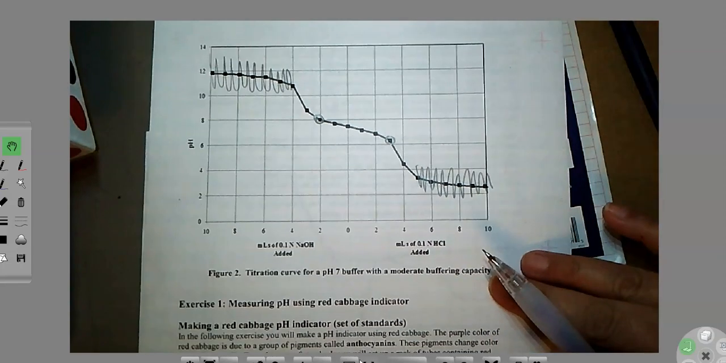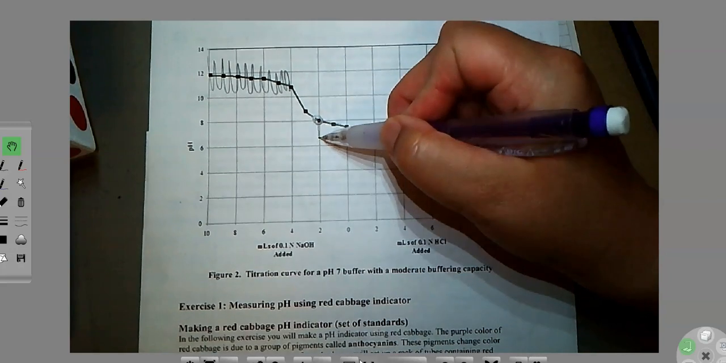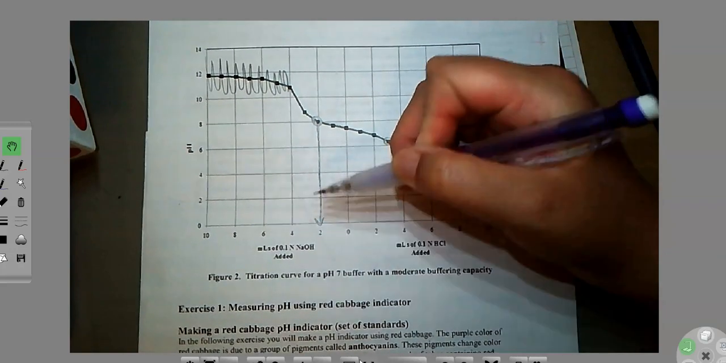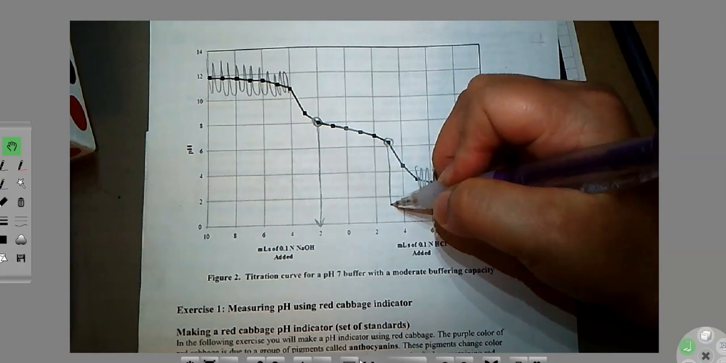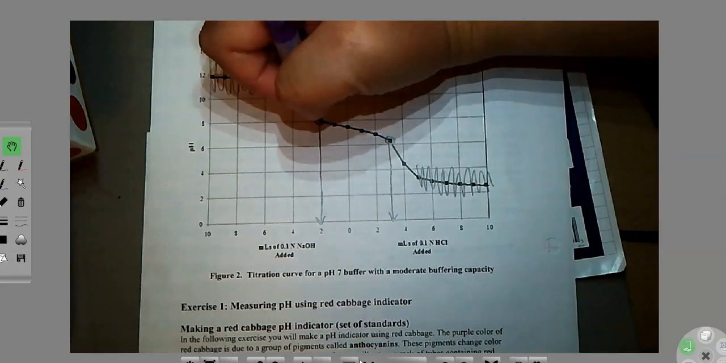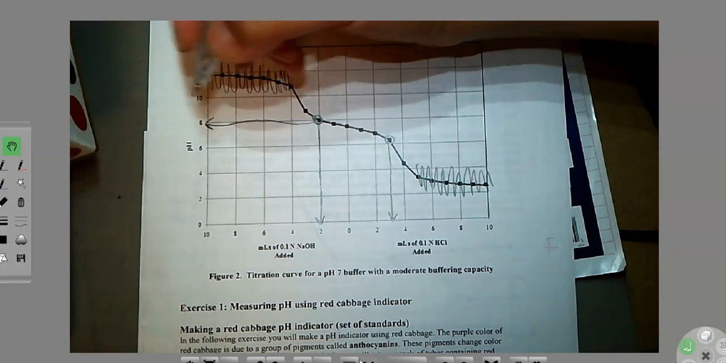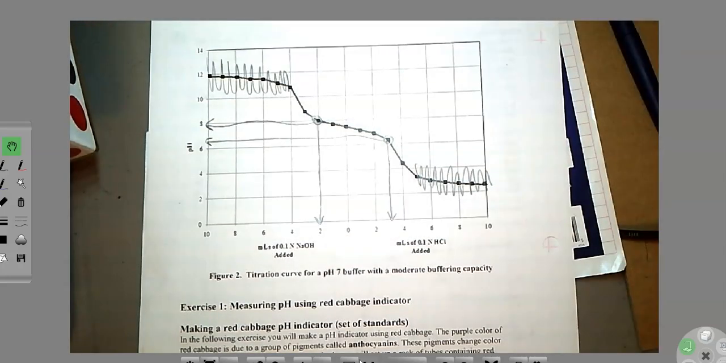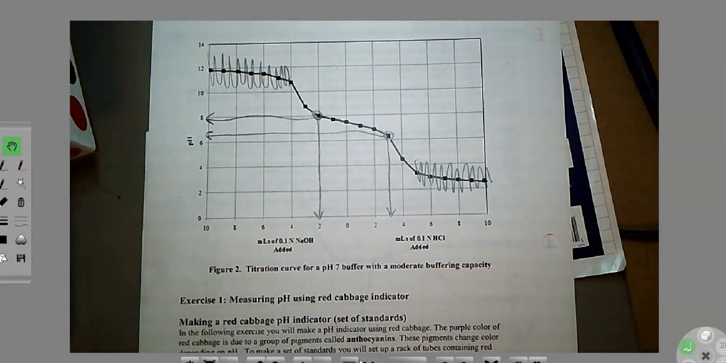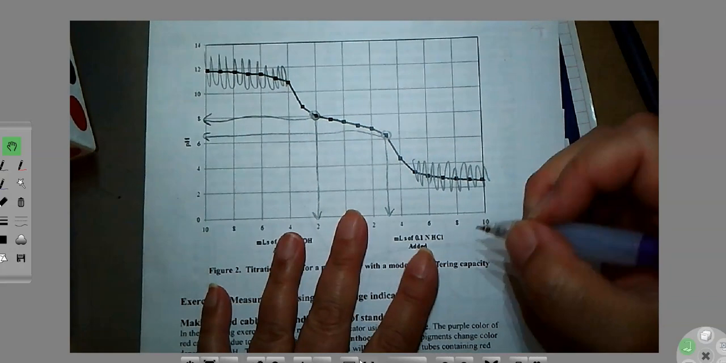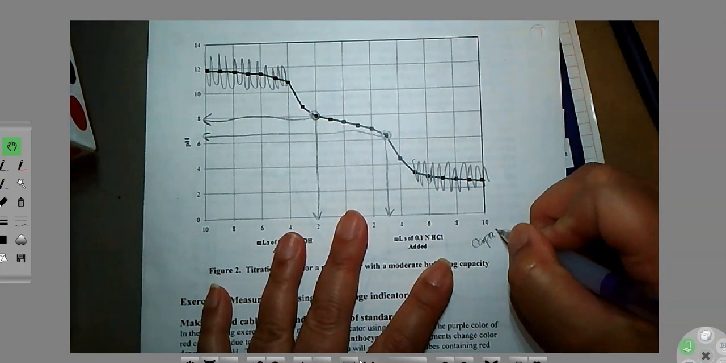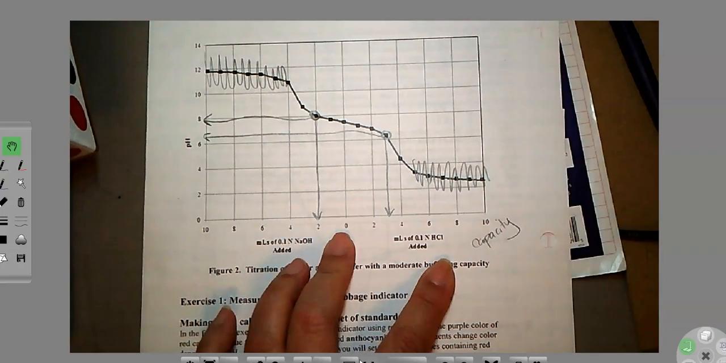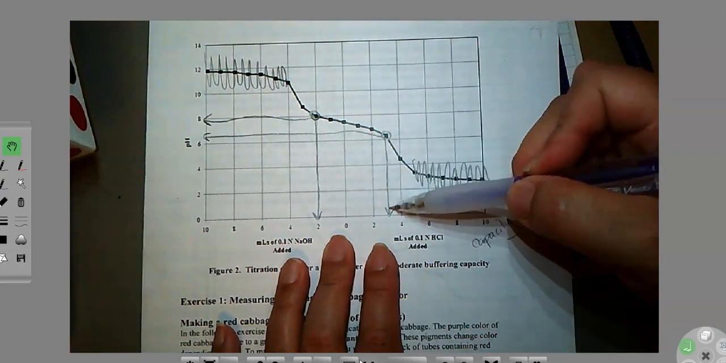The next thing you're going to do is draw lines to the x-axis and then draw lines to the y-axis. This will give you the two pieces of information that you need. So the first question is, what is the buffering capacity? The capacity is how much this buffer can handle. So the buffering capacity is going to be this part on the x-axis.